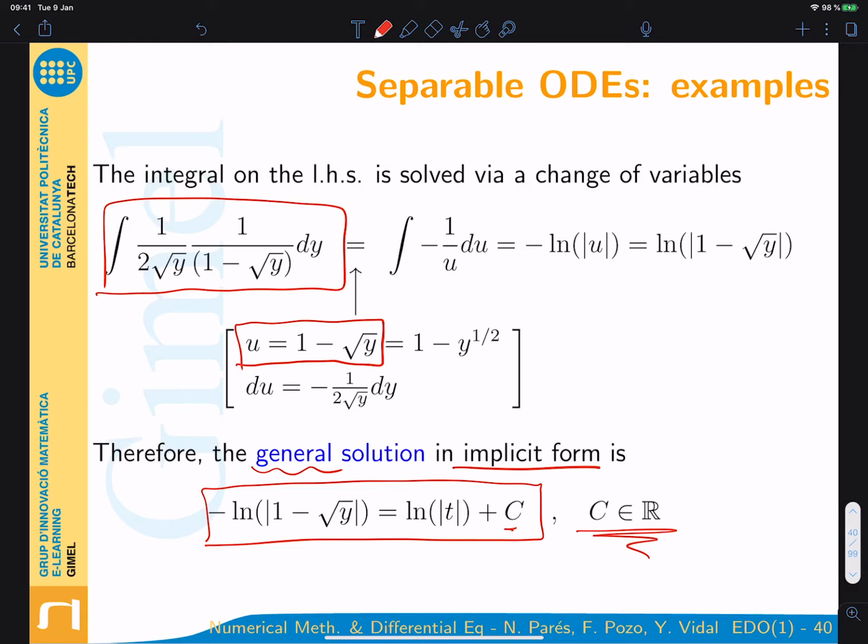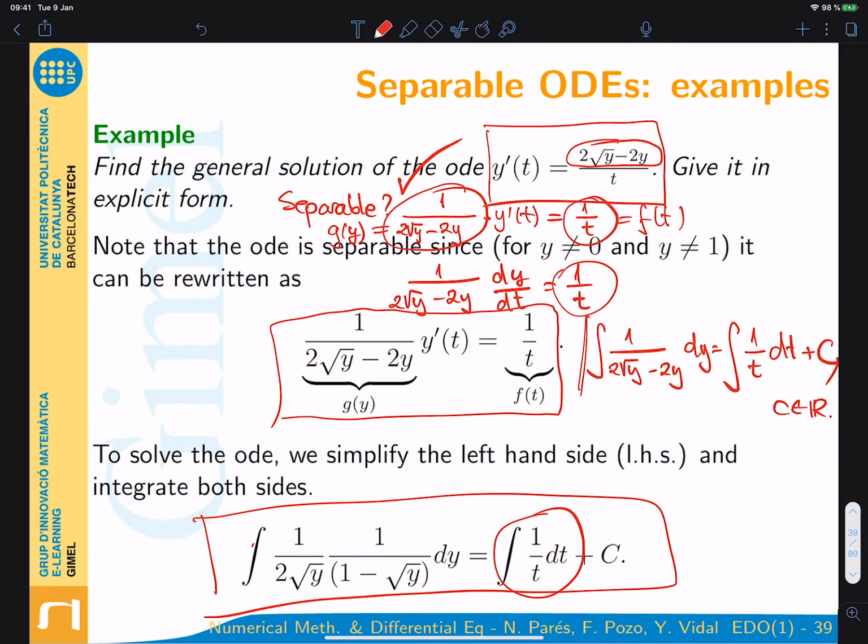Now, if we want to find the explicit solution, in this case we will have a little bit of work because in order to isolate y, as it is inside an absolute value, I will need to check cases depending on if what's inside the absolute value is positive or negative. So that will give us a little bit of extra work, okay?